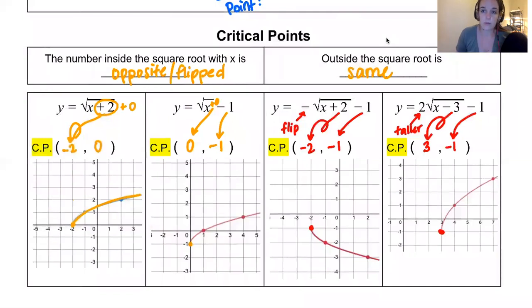So today we're going to focus on the critical point and then converting from the equation to the graph, and from the graph to the equation. So check it out.